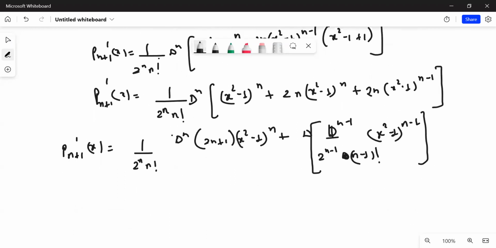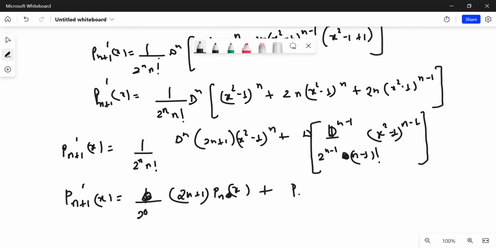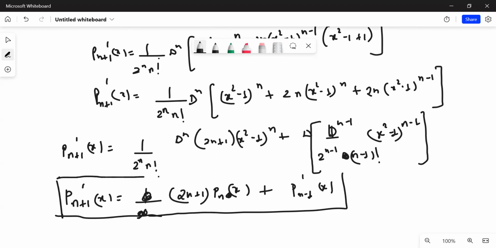And then you can write P_{n+1} dash x is equal to 1 upon 2 to the power n. And this entire thing you can write as 2n plus 1, and then P_n. I think I can write simply P_n x, right? And the second part is the derivative of this particular part, which is the derivative of P_{n-1}. So eventually, this would be your answer. So P_{n+1} dash x would be equivalent to writing 2n plus 1 P_n x plus P_{n-1} dash x. Okay, so this is one.